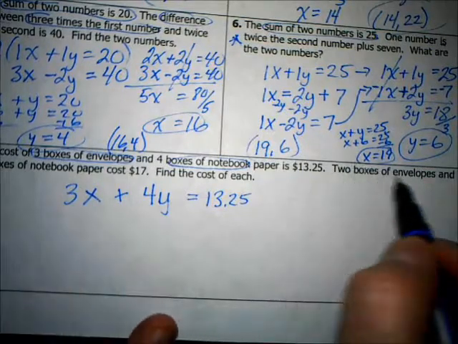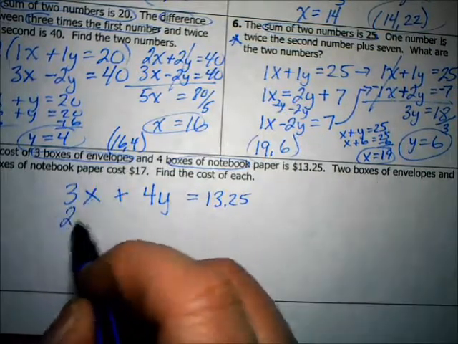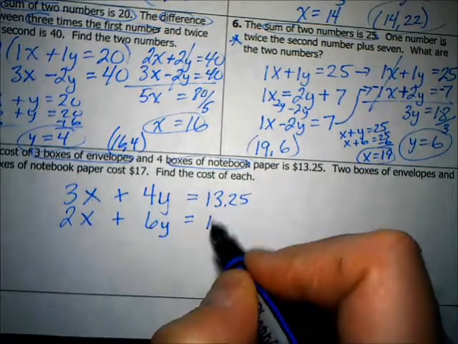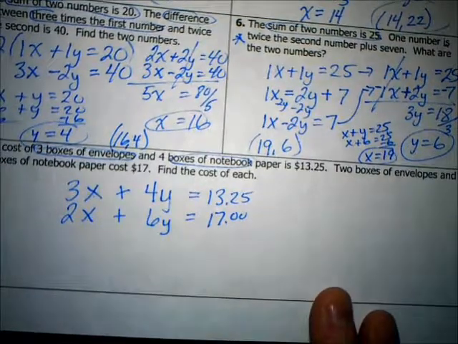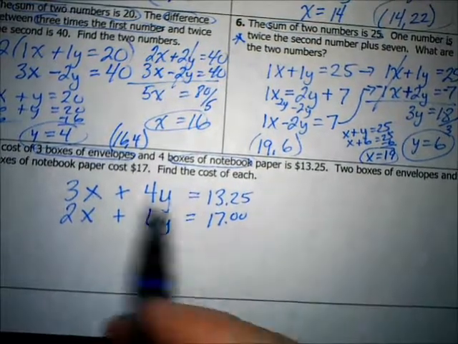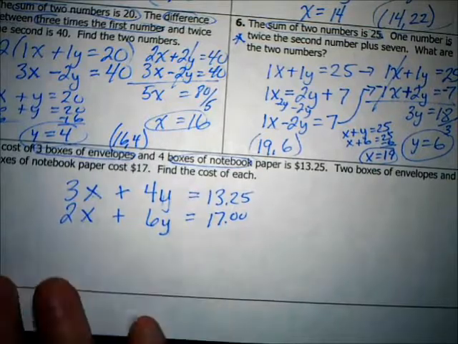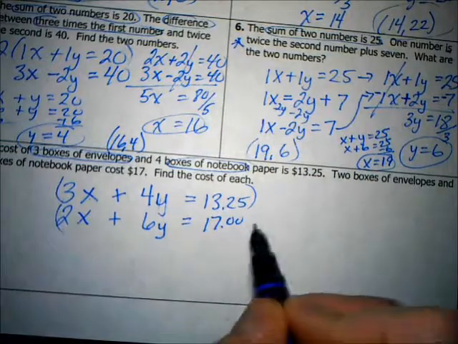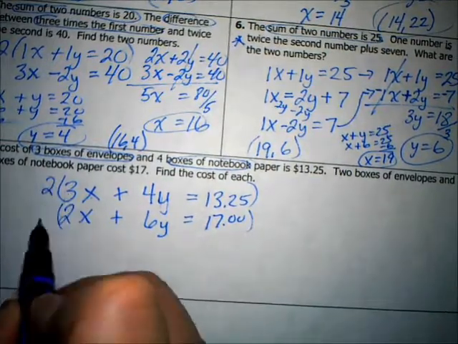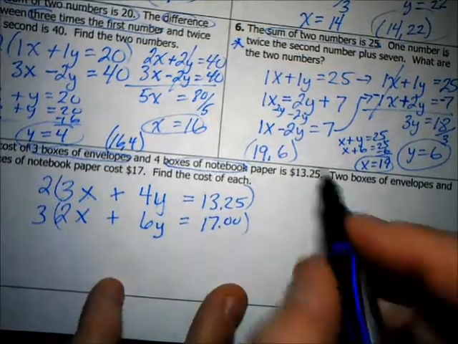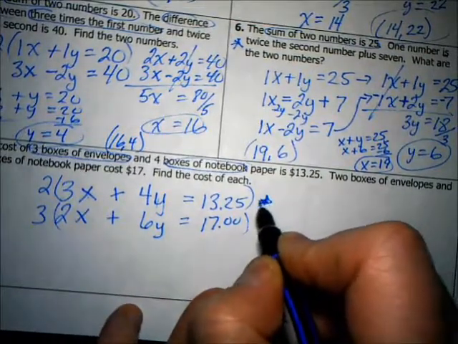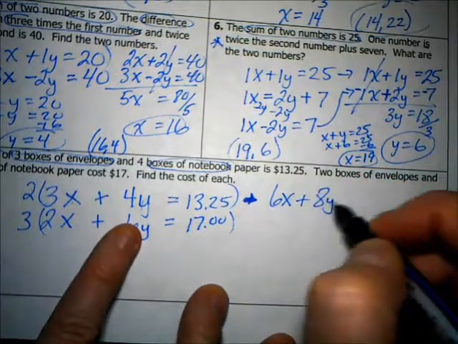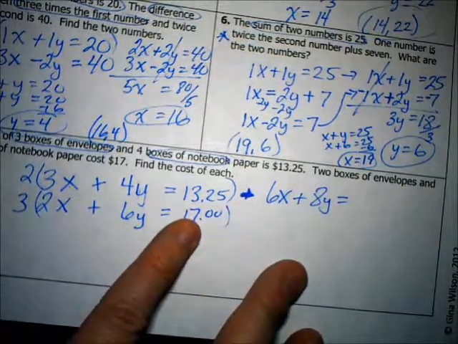The second question is 2 boxes of envelopes. Well, the envelopes were x's, and it says 6 boxes of notebook paper. Total $17. Well, if I look at my equations, I can't get rid of either one of these because none of them have the same coefficient. So this is where I'm going to flip-flop these things. I'll multiply the top one by 2 and the bottom one by 3.